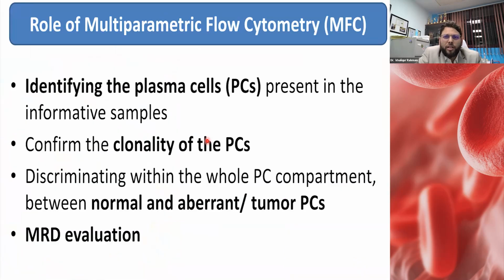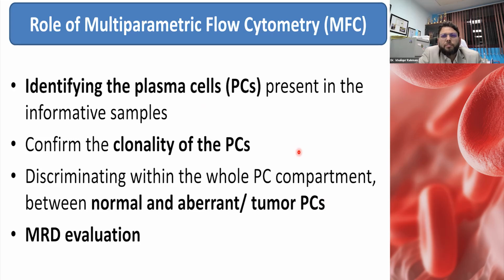Coming to the role of flow cytometry. Multicolor flow cytometry, as I told you, is an optional thing at the time of diagnosis, but in certain situations where the morphology is really deceptive and you are not able to identify these as plasma cells, you can take help of flow cytometry to confirm that these are plasma cells or rule out if you have something else in mind. Flow cytometry helps you identify the plasma cells present in the sample, and it also helps in confirming the clonality of plasma cells.